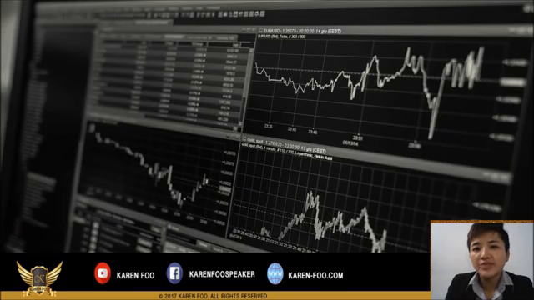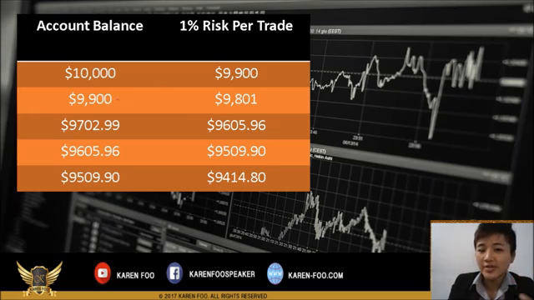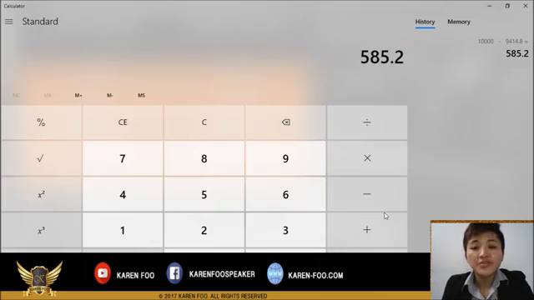So let's say today you have a losing streak at a 1% risk of every trade. Your current account balance is at $9,900 after that one loss. Let's say you have your second losing streak. Okay, your account becomes $9,801. And let's say you have a 5 losing streak. Your account will remain right now at $9,414.80. So if you look at the amount of loss that you have, it's a total of $585.2.